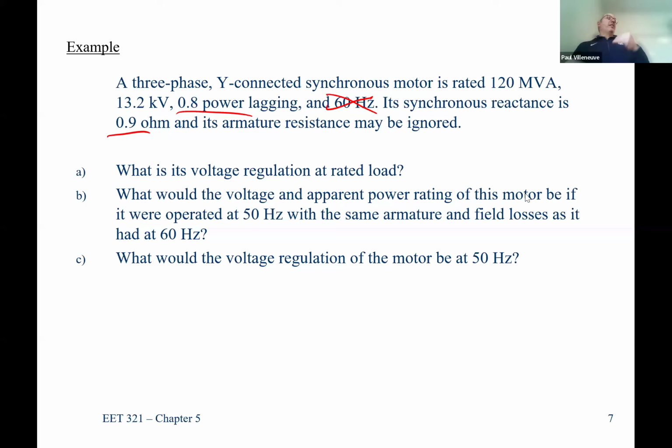But the Q rating is going to change based on, hey, can I actually deliver enough field current? Will that work? And what would the voltage regulation be at 50 hertz? It's the same, doesn't change, because the frequency does not affect the voltage there.